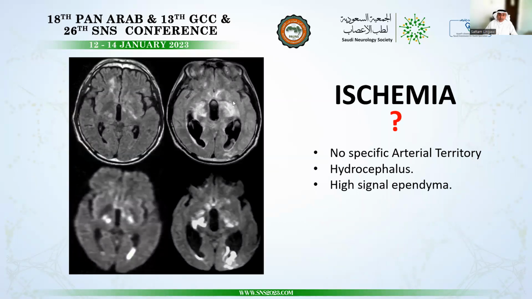So back to our case, is this a case of ischemia? Well, there's non-specific arterial territory. There is hydrocephalus, there is abnormal enhancement of the edges of the ependymal lining with restricted diffusion within the ventricle, and there is bright sulci, and these are not findings that you commonly see with ischemia. So it is rather unlikely.